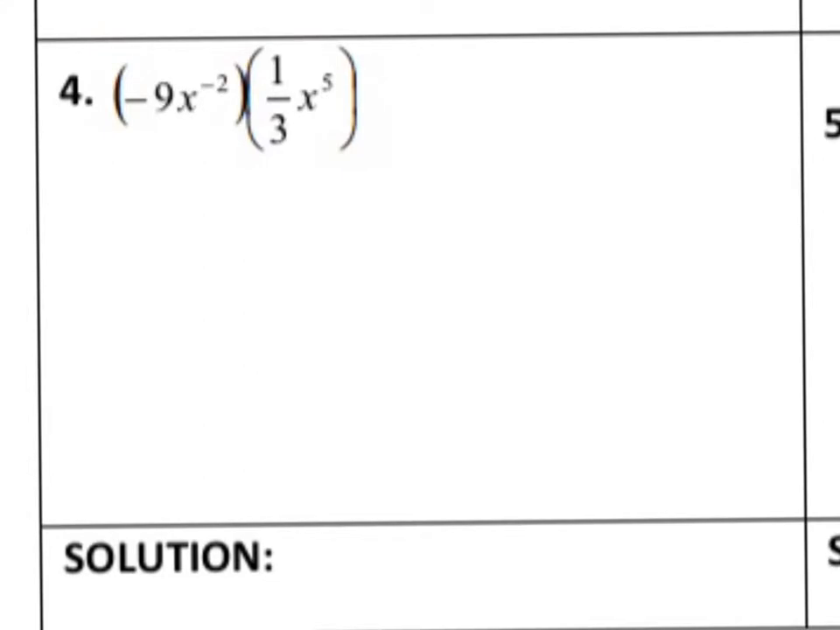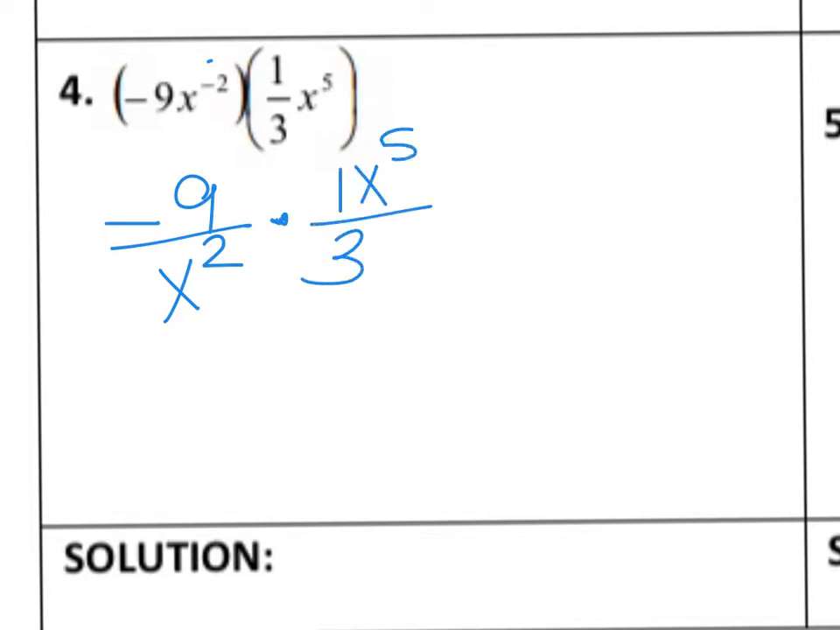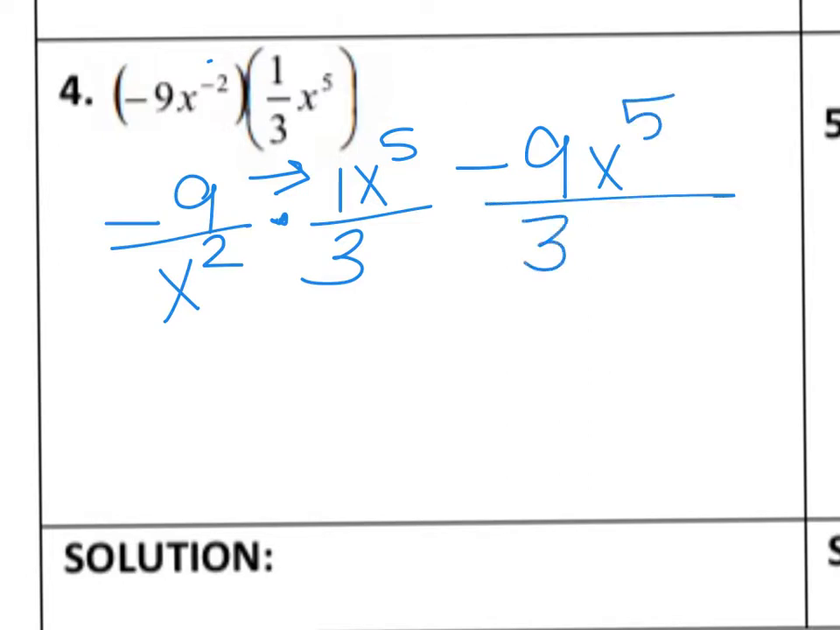Number 4 is a multiplication problem. So I'm going to move this negative exponent down to the bottom. So I'm just going to say negative 9 over x to the positive 2 times 1 over 3. Keep that there. So we're just going to multiply through the top. That turns into negative 9 x to the 5th over 3x squared.